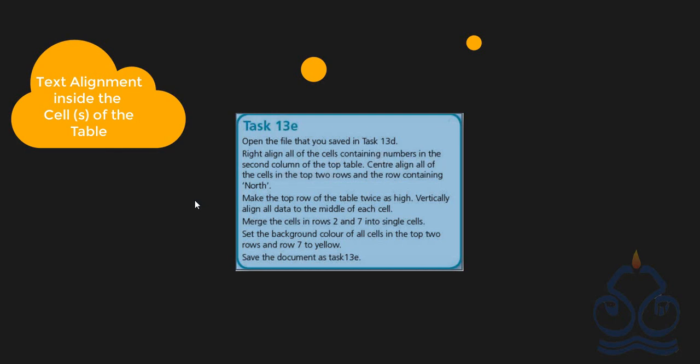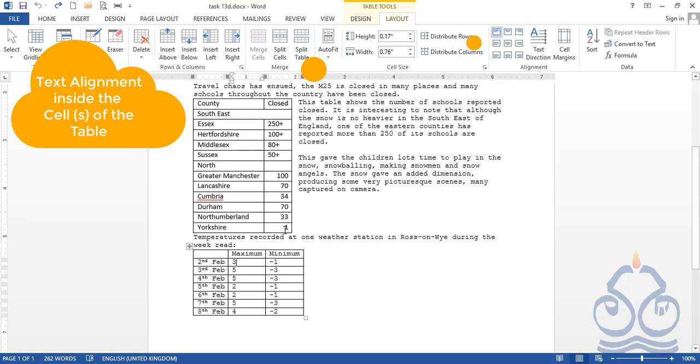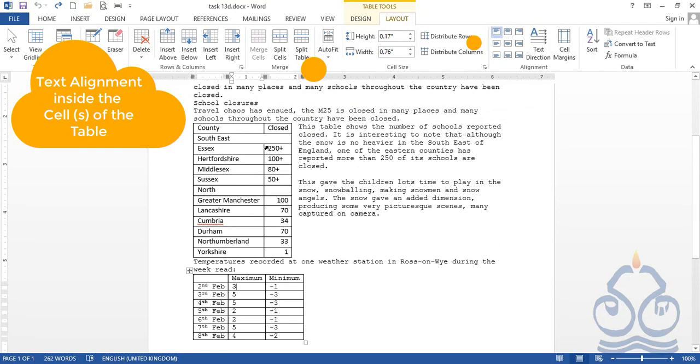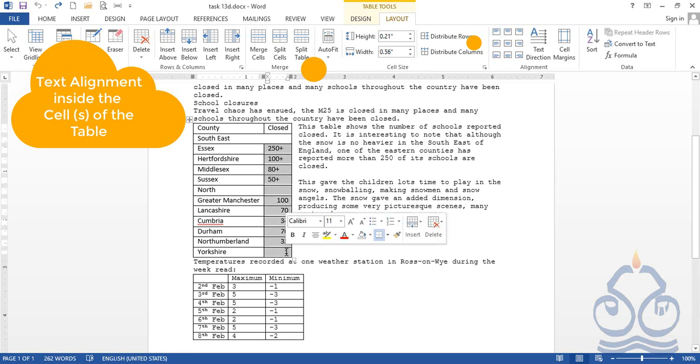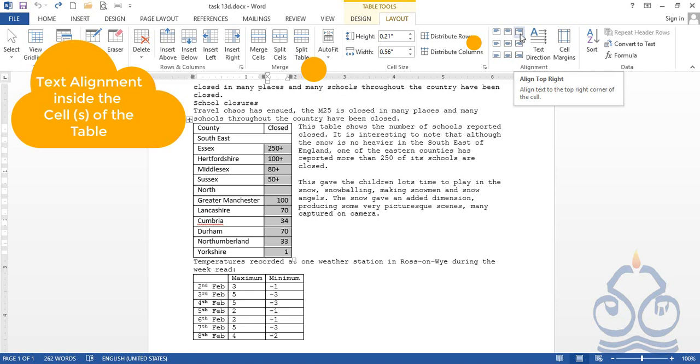Now, as per the task, right align all of the cells containing numbers in the second column of the top table. Actually, in this document, we have 2 tables with us, and the task says that in the second column, which contains numbers, select them all together and right align them. So here we have the right align option with us. Just click this, and that's it, to right align all the numbers of the first table.